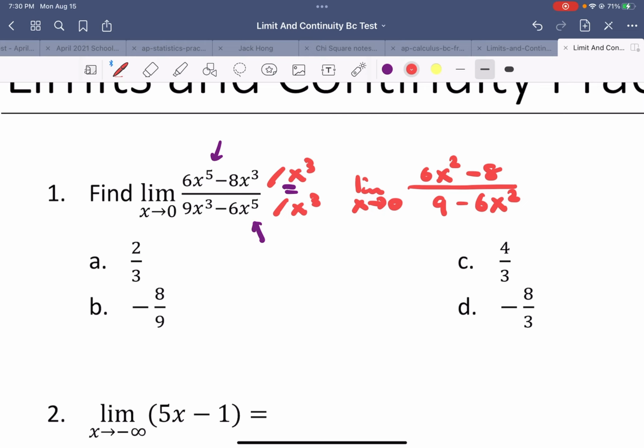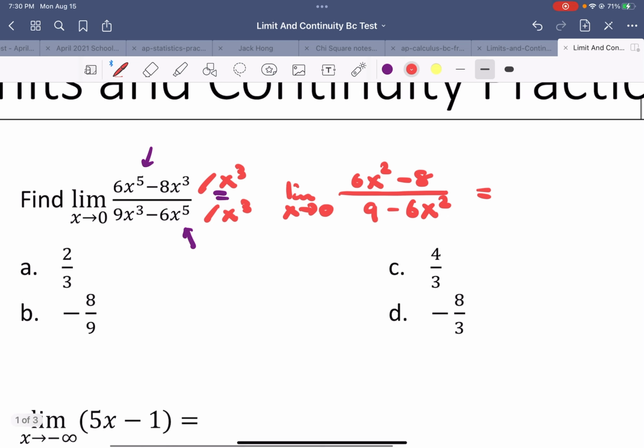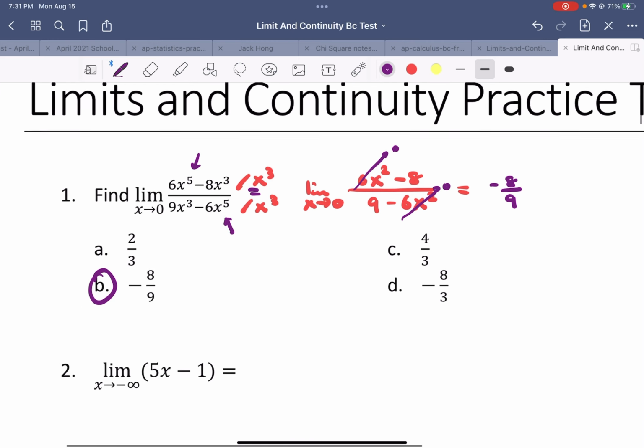Now you can plug in 0. Any term that has an x in it will be 0 because x goes to 0, and I end up with just negative 8 over 9. So the answer is B. But you can definitely use L'Hopital's rule, because that is also 0 over 0 form, but you might need to take the derivative multiple times.